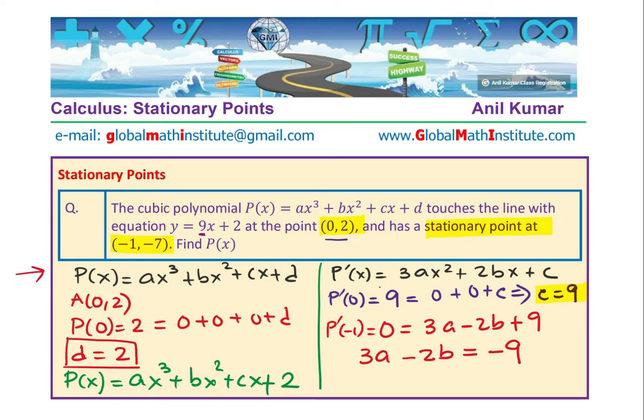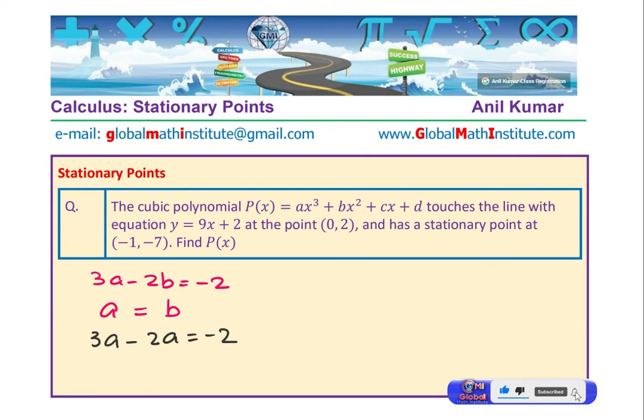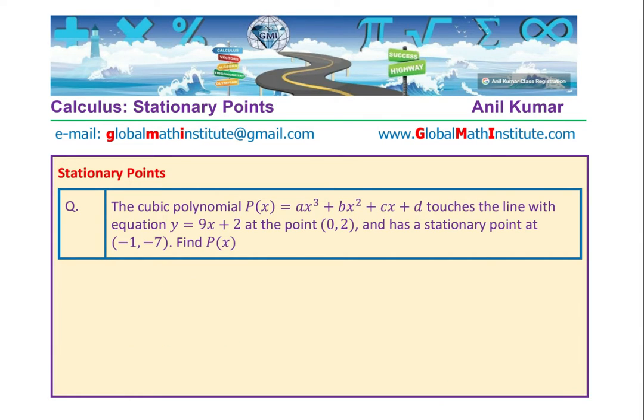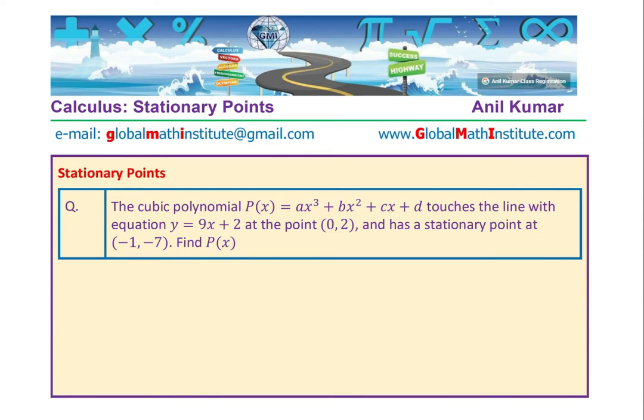So till now, what we have is that we found d as equal to 2, we found c as equal to 9, and then we have an equation relating a and b, right? Let's take it to a new page. 3a minus 2b is minus 9.